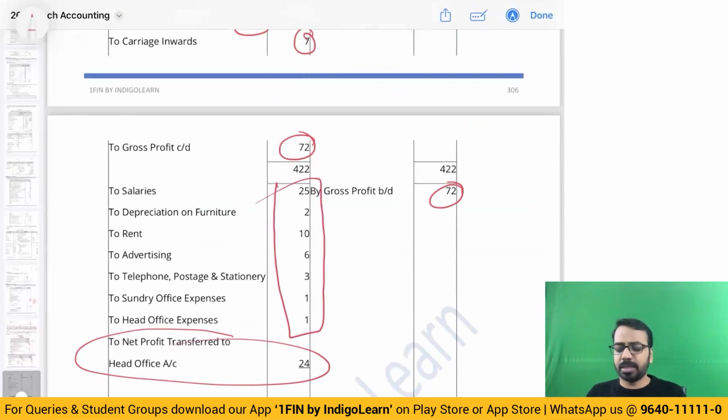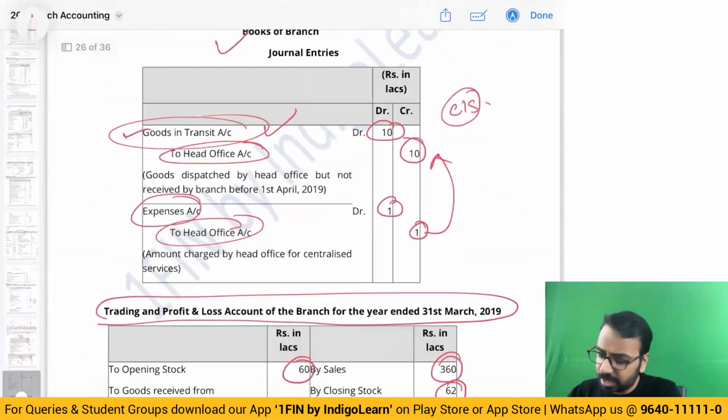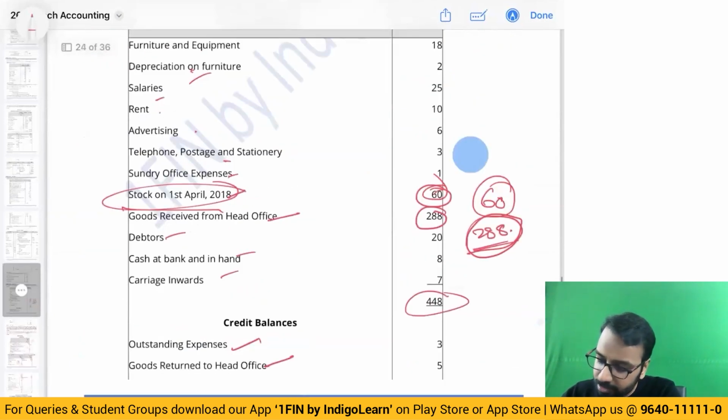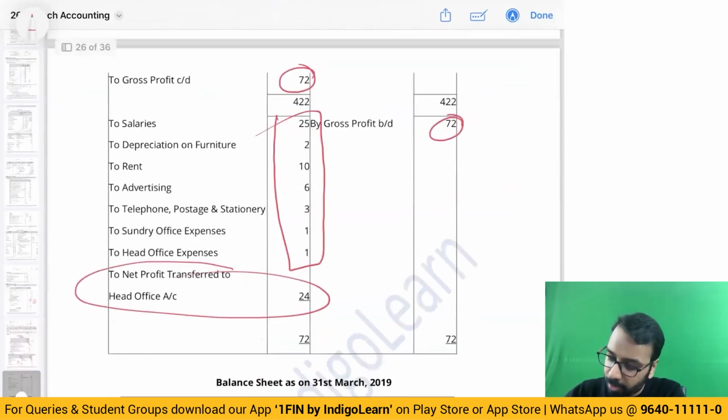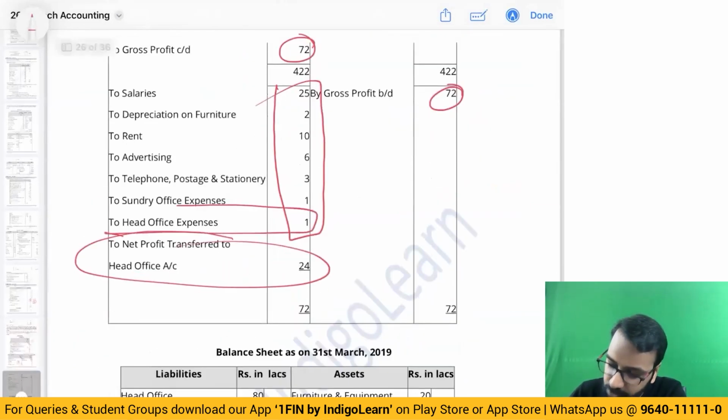This is a simple thing, you can do it on your own. Basically, from the trial balance, all the expenses like depreciation, salaries, rent, advertising, telephone, sundry expenses, all of that are posted, including that extra head office expense which has been charged. And then you will get net profit 24. Where will we transfer this net profit? To head office.